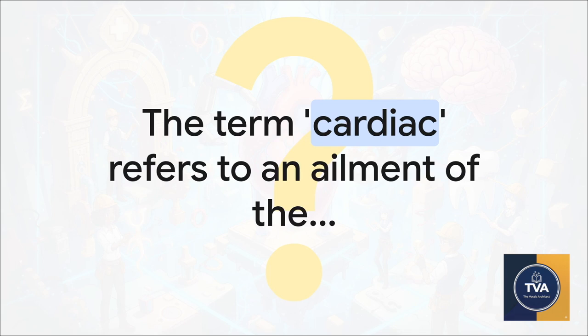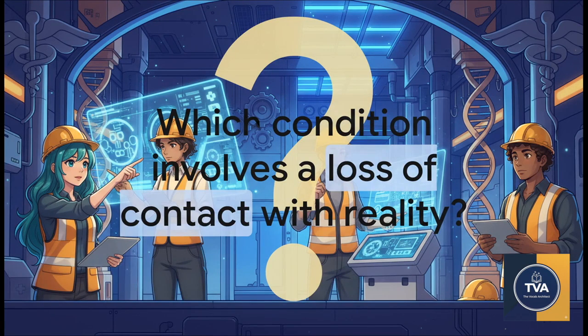Question number 2. The term cardiac refers to an ailment of the what? A, nerves, B, heart, or C, bones? And the answer is, of course, B, the heart, from that root word cardia. You're on a roll. And for our final question, which one of these conditions involves a loss of contact with reality? Is it A, neurosis, B, neuritis, or C, psychosis? The correct answer here is C, psychosis. Remember, from the root psyche for the mind.